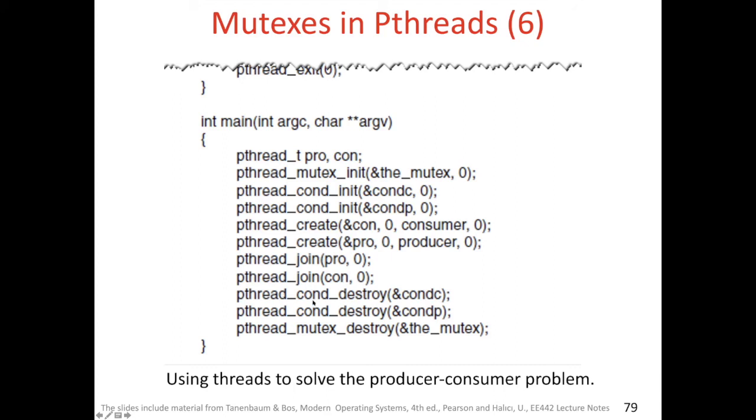pthread_cond_destroy is used to destroy the condition variable conc, and similarly to destroy conp, and pthread_mutex_destroy to destroy the mutex variable, the mutex.